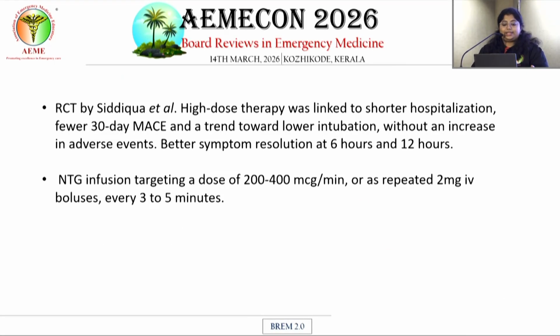So this RCT by Siddika et al. showed that high-dose therapy was linked to shorter hospitalization, fewer 30-day major adverse cardiac events, and a trend toward lower intubation without an increase in adverse events. And there was better symptom resolution at 6 hours and 12 hours. So the consensus says that NTG infusion targeting a dose of 200 to 400 microgram per minute, or repeated 2 mg IV boluses every 3 to 5 minutes, can be tried for SCAPE.